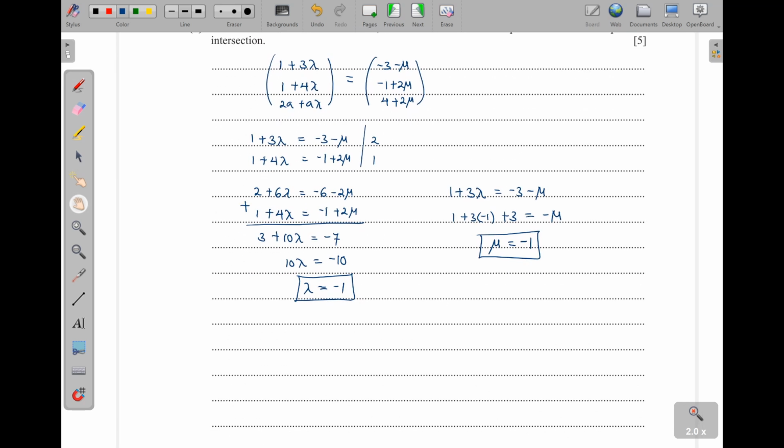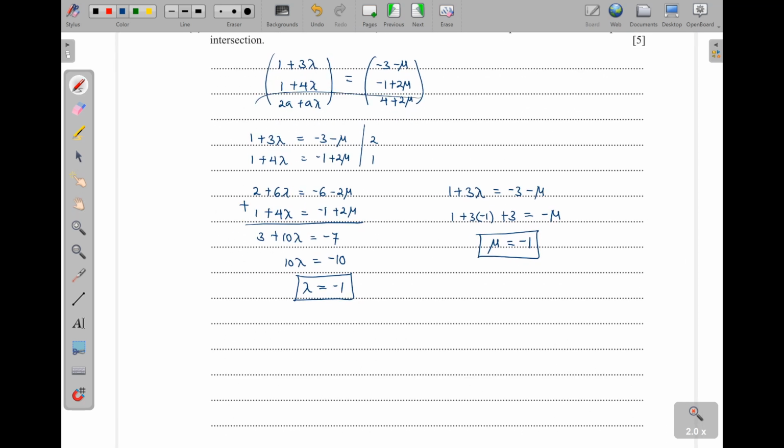Now, I can use the third one. Since they intersect, that means the third equation must also be satisfied. So 2a then plus a times lambda, which is negative 1, has to be equal to 4, then plus 2 times mu, which is negative 1. So here we shall have 2a minus a, that one will be an a, and then 4 minus 2, that will be a 2. So a is equal to 2.